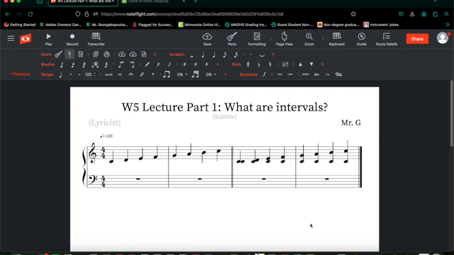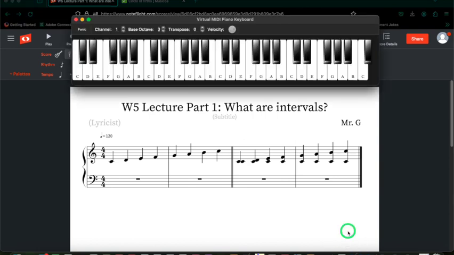This is part one of a two-part series focusing on week five's material, intervals. Part one is going to be extremely simple. We'll just talk about what intervals are in music and how to write them, as well as what they look like both on a piano keyboard, which I have now up here, and what they look like on sheet music.